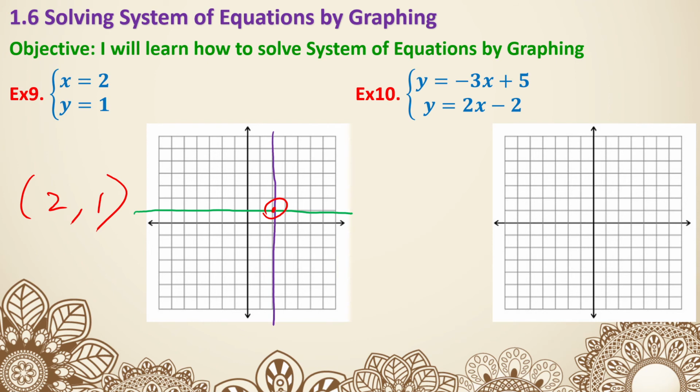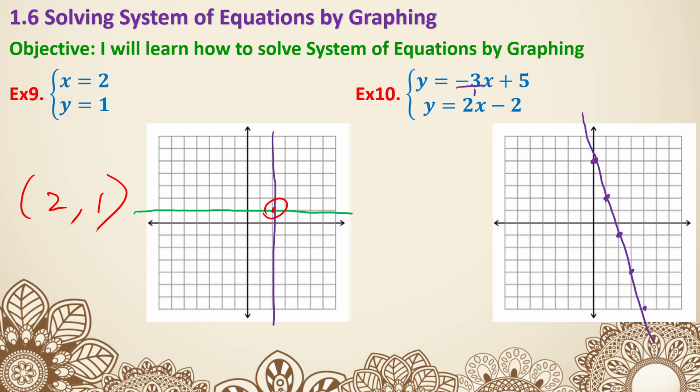Now number 10. First line, over 1. It's at 5, and down 3 over 1, down 3 over 1, and again down 3 over 1. We have our line. I picked the wrong points. Here, here, here, and here. There we go. Now we can graph our line.